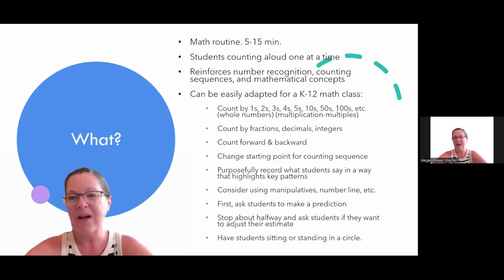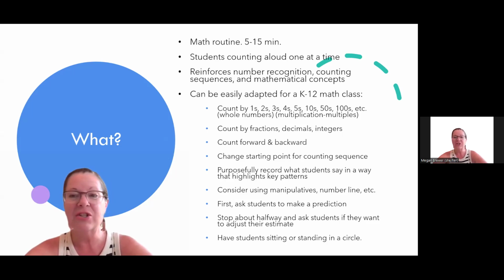Students could be counting by ones, twos, threes, fours, fives, tens, 20s, 50s, 100s, whatever. So whole numbers. You could be tying it with multiplication, with multiples. We could be skip counting by sixes, by sevens. Students could be asked to count by fractions. Let's count by fourths. Let's count by sixths. Let's count by tenths. They could be counting by decimals. They could be counting by integers, and they could be counting forward or backward.